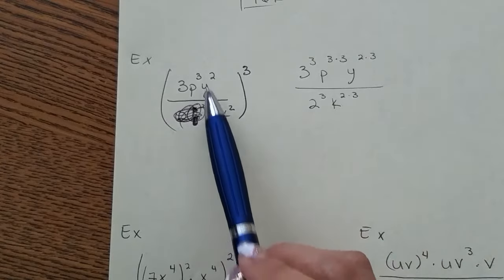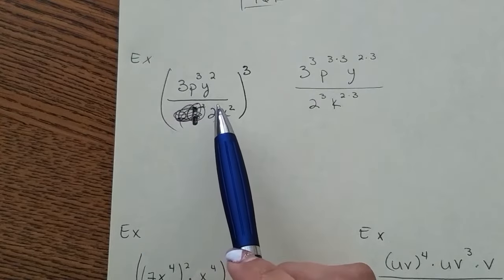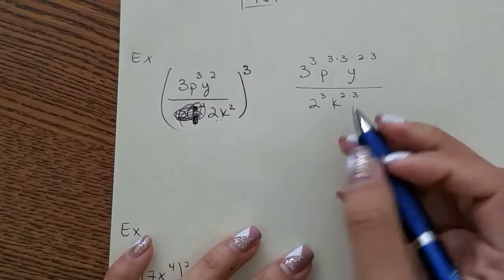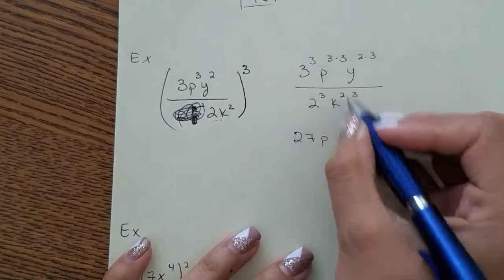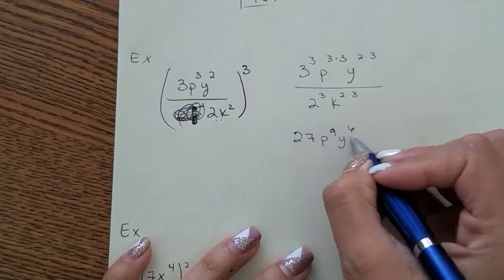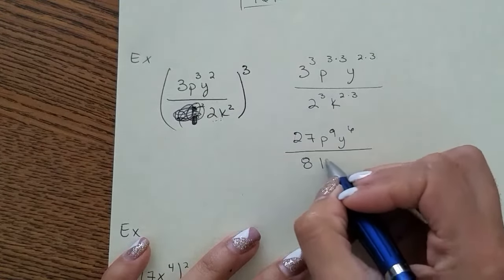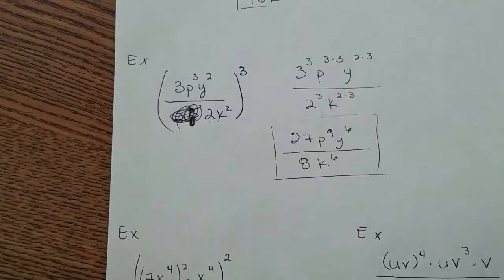Sometimes you'll have the same variables in the top and the bottom, and then you'll just need to decide, okay, where do I want to simplify first? So then 3 cubed is 27, p 3 times 3 is 9, y to the 6th, 2 cubed is 8, 2 times 3 is k to the 6th, okay? There we go.